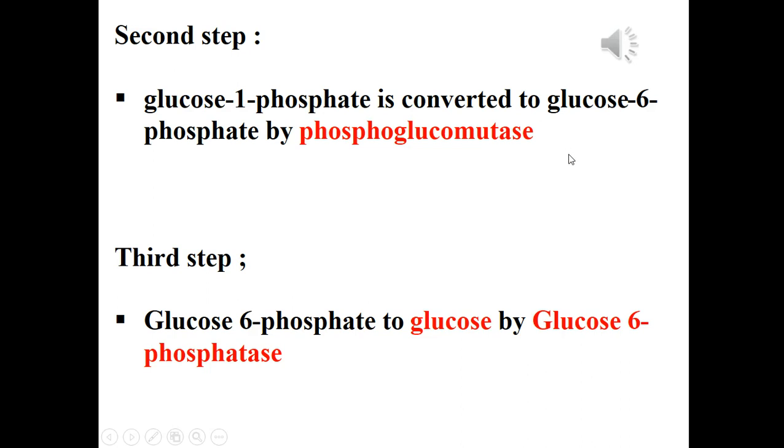The second step is glucose 1-phosphate is converted to glucose 6-phosphate by phosphoglucomutase. It means change position of phosphate from the carbon number 1 in glucose molecule to carbon number 6 in glucose molecule. The third step is the conversion of glucose 6-phosphate to glucose by glucose 6-phosphatase.